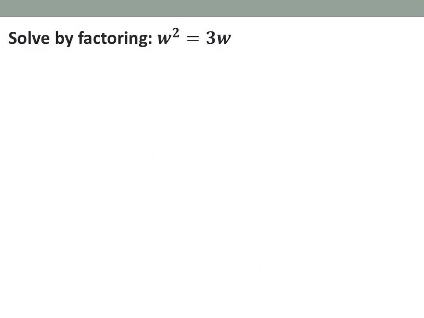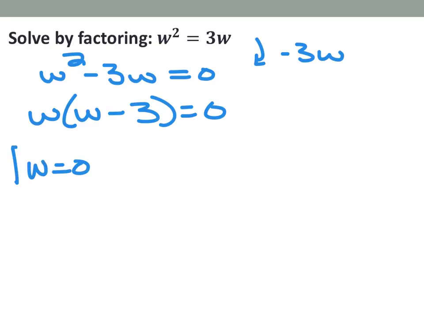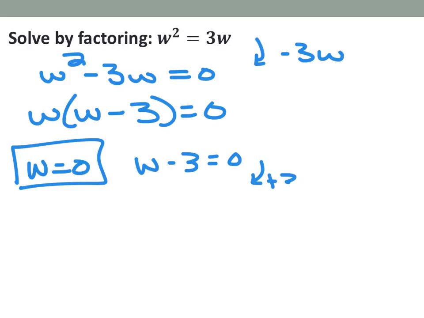One more for us. On this one, we've got the squared term on one side, the linear term on the other, so we need to subtract this over to make it equal to 0. There is no constant term, and that's okay. So let's subtract 3w from both sides. That gives us w squared minus 3w is equal to 0. Let's go ahead and factor. We're going to do that by pulling out the common factor of w. We can't factor anymore, so we're going to set each factor equal to 0, and then w minus 3 equal to 0. Add 3 to both sides.